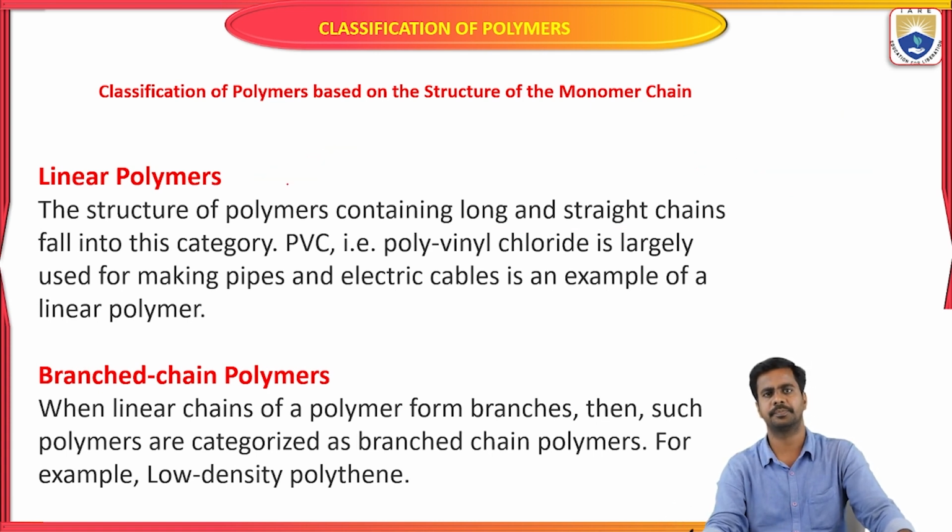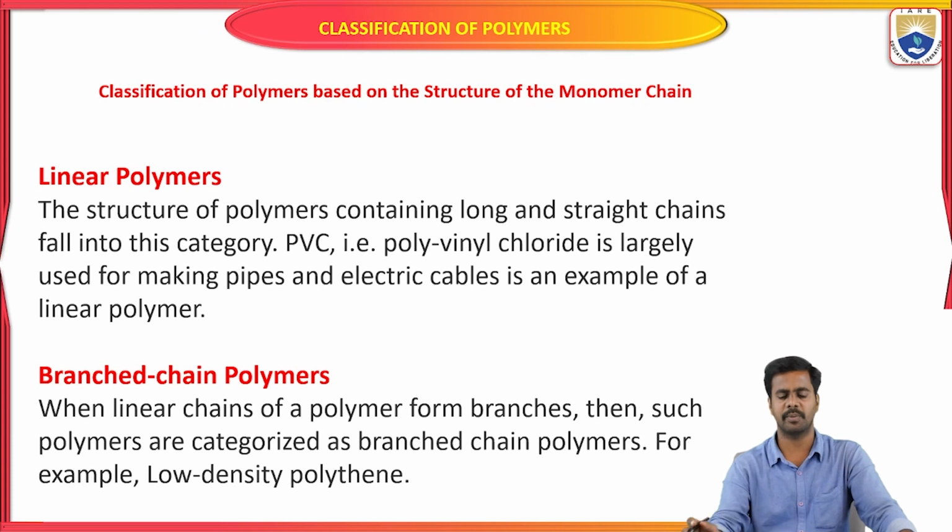And the next one is branched chain polymers. When linear chains of polymers form branches, then such polymers are categorized as branched chain polymers. For example, low density polythene.